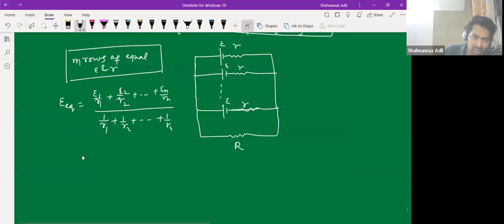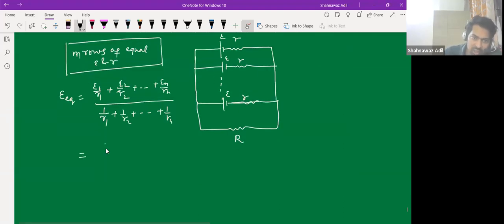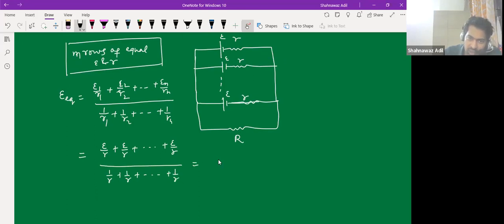This would be how much? E by R plus E by R, because all are equal. E by R, and then this is 1 by R plus 1 by R plus 1. So this is ME by R and M by R. So M will cancel, R will cancel.